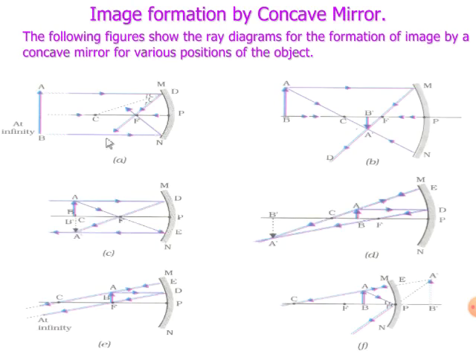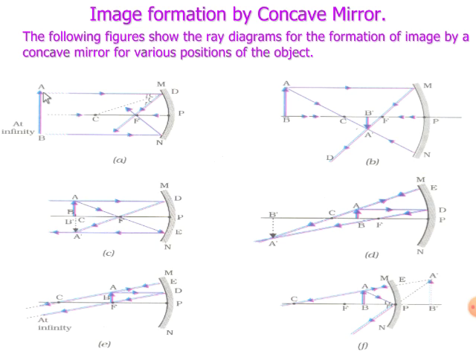So see, if the object is placed at infinity, it means the object is placed beyond center of curvature. If the object is placed beyond center of curvature or infinity, then what happens? A ray of light from the tip of this object A will be coming parallel to the principal axis, and after incident onto that mirror, the reflected ray will surely pass through focus. Another ray may also be coming. Don't think of only 2 or 3 rays.